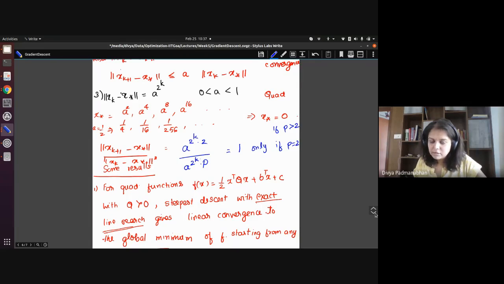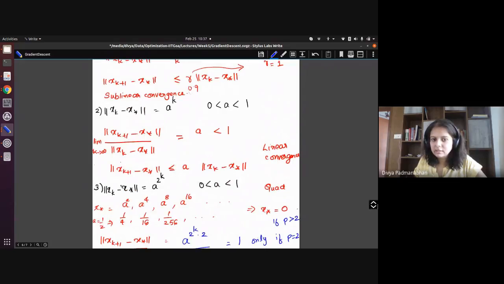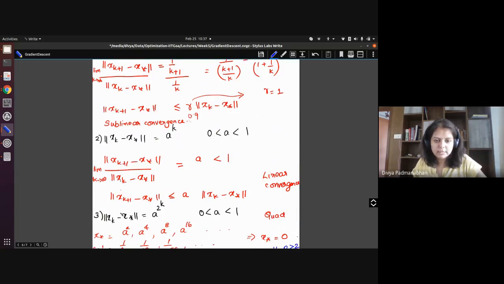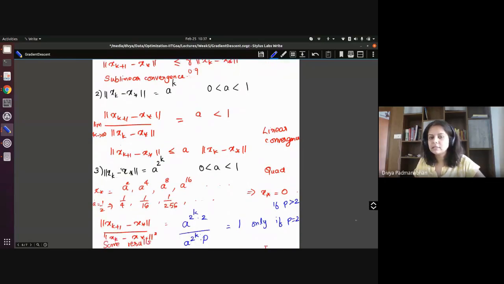So the general idea to prove a rate of convergence is to take this quantity: the limit as k tends to infinity of the norm of xk plus 1 minus x star, divided by the norm of xk minus x star to the power p. The idea is to see what is the largest value of p for which this limit is finite. That would be the rate of convergence, and the factor would be the value of the limit that you get here. That's the idea of how you prove convergence results.